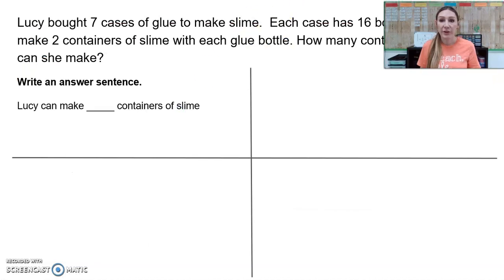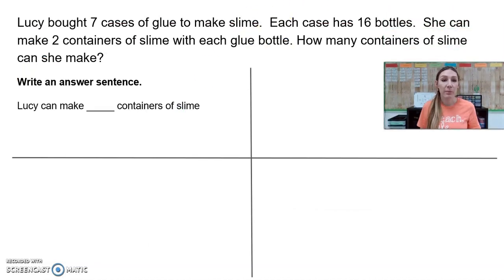So our first example reads, Lucy bought 7 cases of glue to make slime. Each case has 16 bottles. She can make 2 containers of slime with each glue bottle. How many containers of slime can she make?